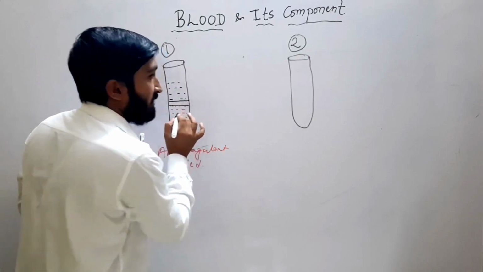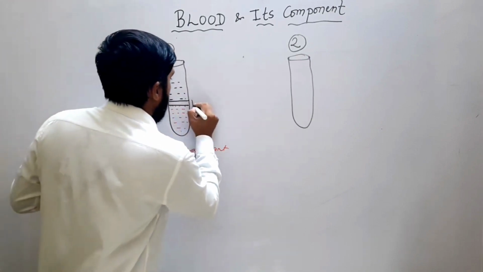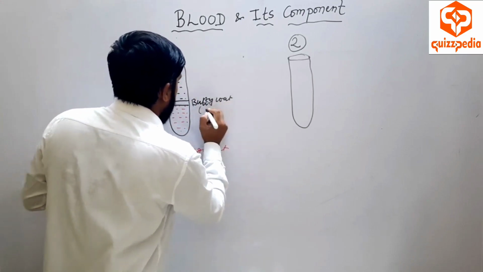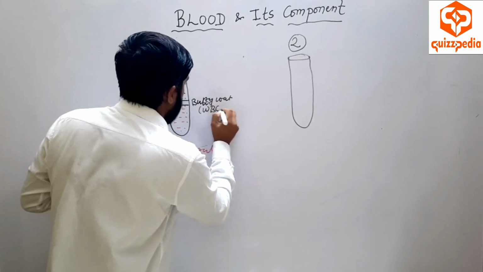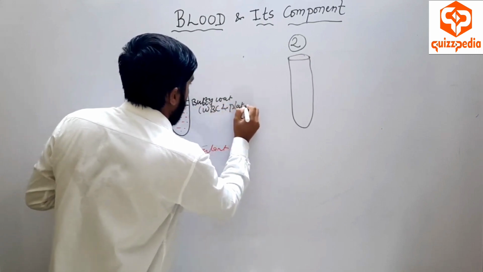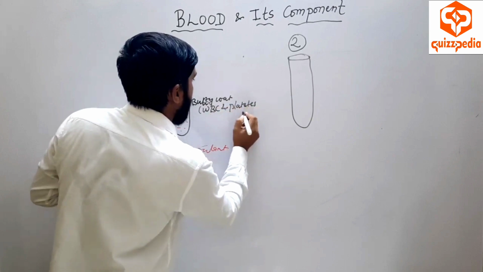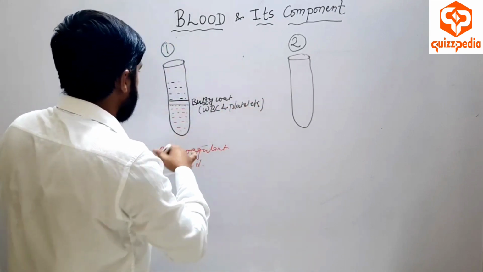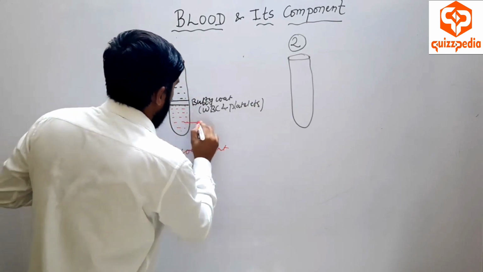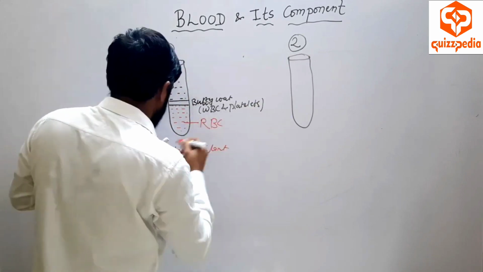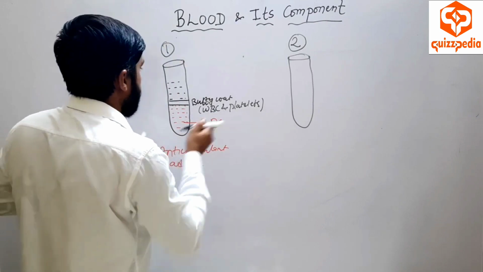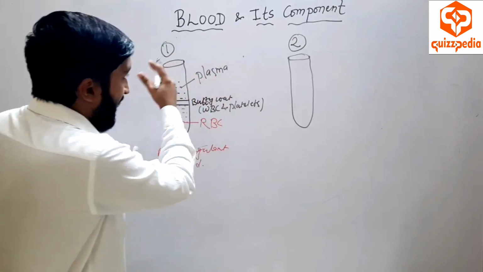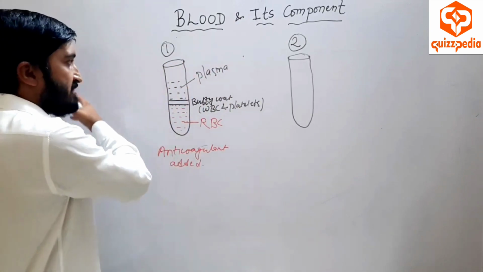And what does that buffy coat contain? WBC and platelets. So the buffy coat has WBC and platelets, this one is of RBC, and this one is of plasma. The plasma contains all the constituents that we have studied earlier.